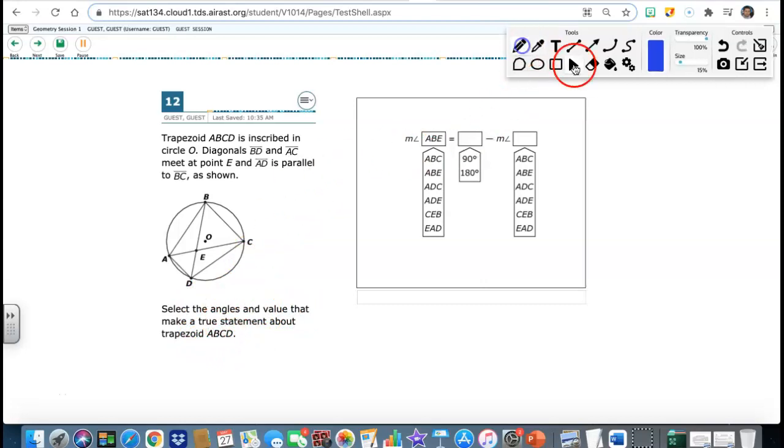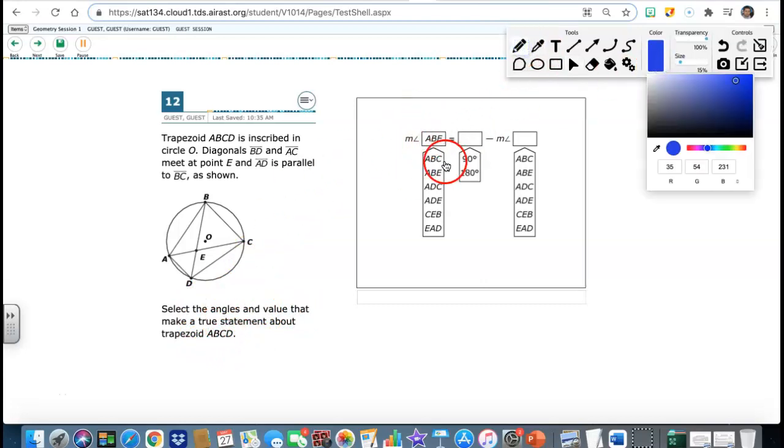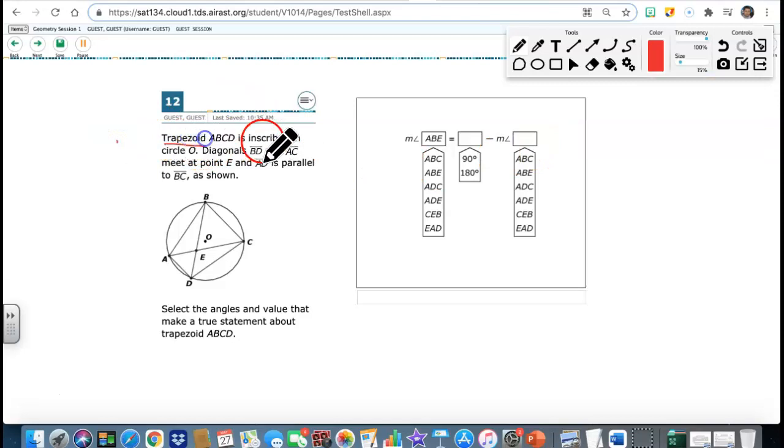Alright, a couple things that I can notice here, guys. I clicked something by mistake; I'll fix that in a minute. First of all, they're saying the trapezoid is inscribed, so the trapezoid is inside the circle. And now they have this: one angle equals 90 or 180 minus another angle.